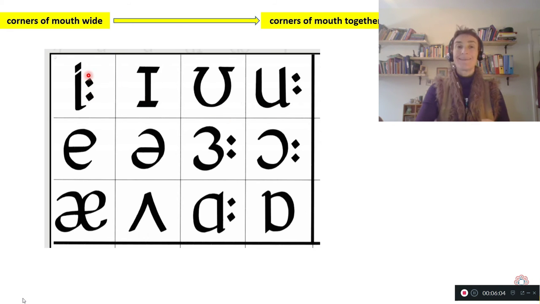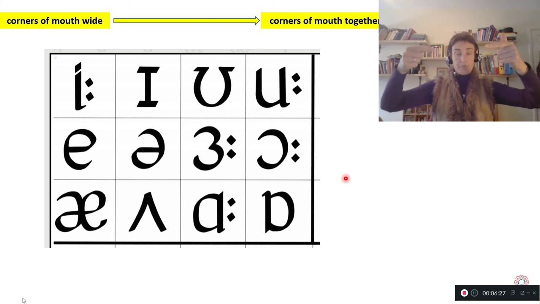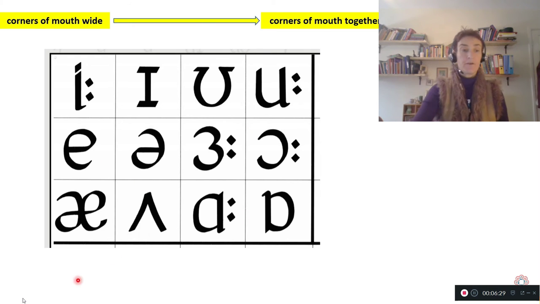So we've got E, oo, E, oo. Okay, and again down here, ah, oh, ah, oh. So for both of these rows and the one in the middle, the corners of your mouth move from wide to together.